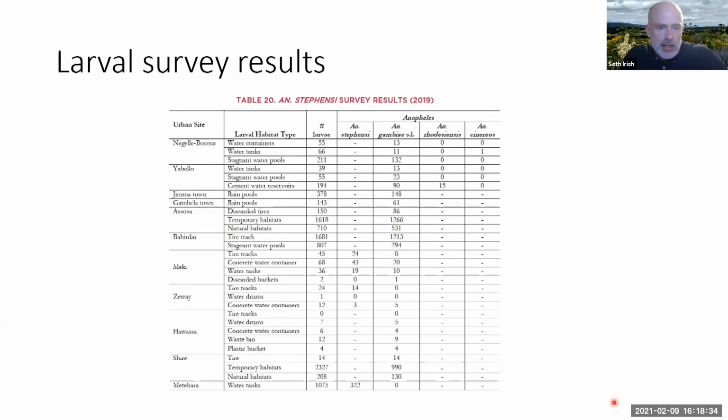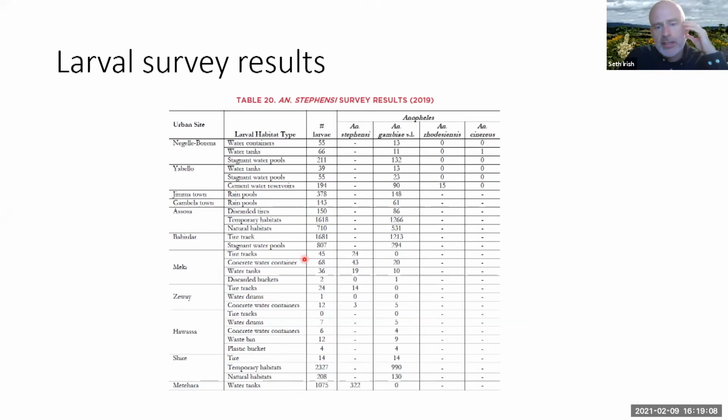And here's just examples of our survey of Anopheles stephensi in a number of sites in Ethiopia. And so here you can see we're sampling different containers like water storage containers, water tanks, stagnant water pools, cement water reservoirs, discarded buckets, and keeping track of the different types of containers helps us to understand the larval sites that are most preferred by Anopheles stephensi.